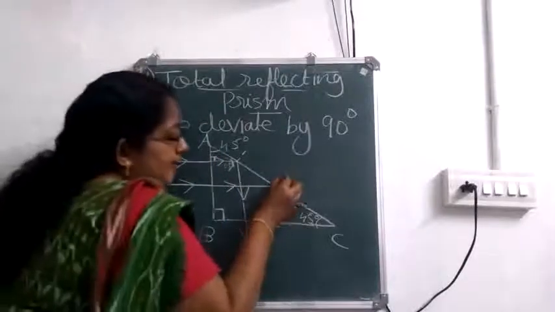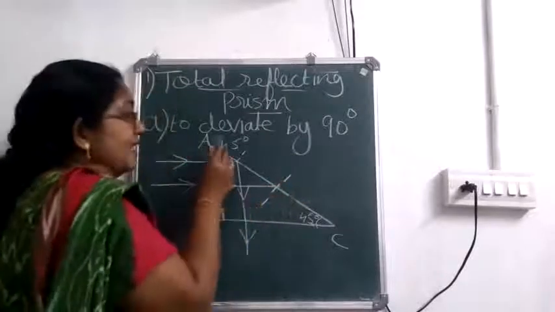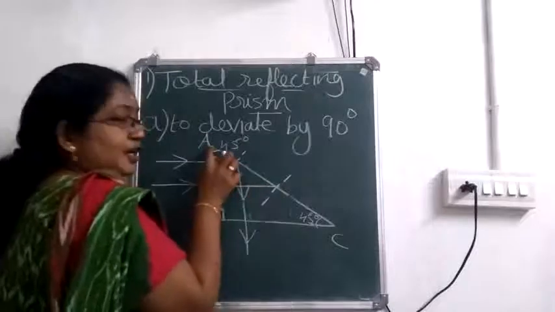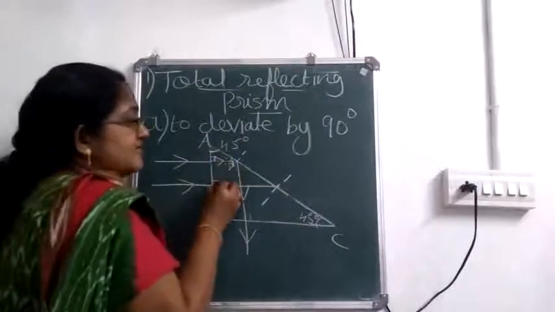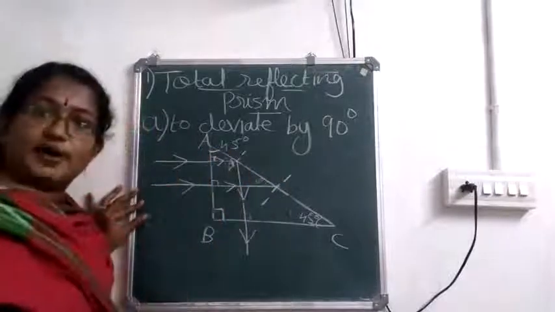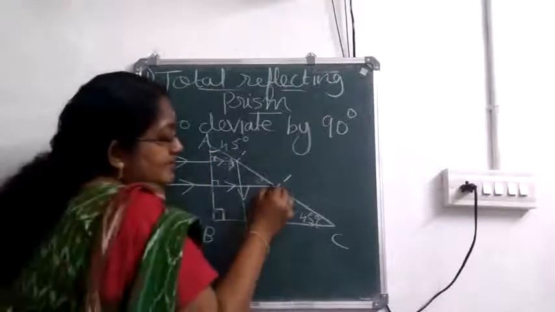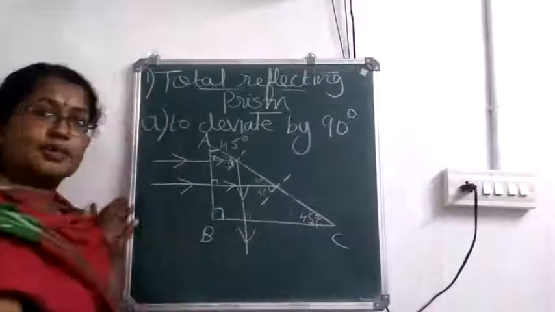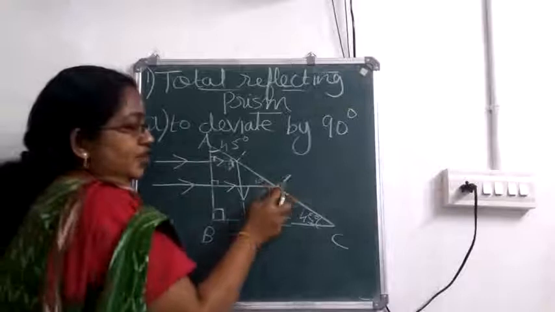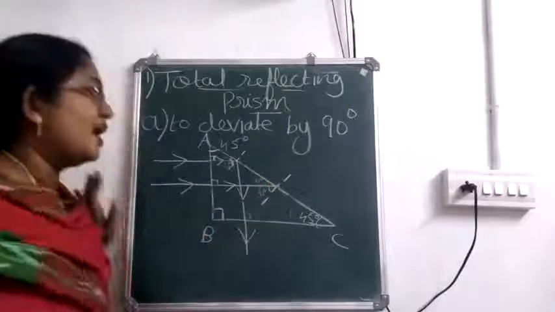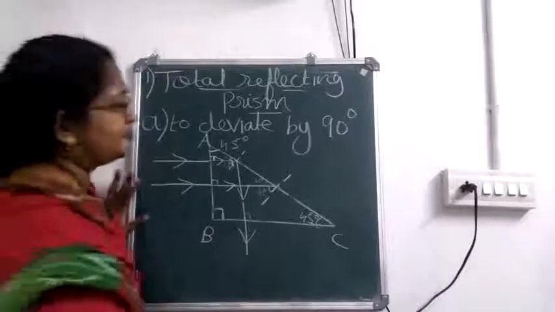Now here I am going to draw the normal. This angle is 45 when I am considering this particular triangle. This is 90, so naturally this angle formed will be 45 degrees. Then this angle of incidence will be 45 degrees. How? Because if you draw a normal, it divides it into two halves. In both the halves you will be getting 90 degrees.